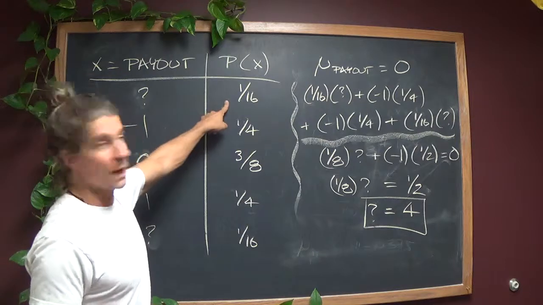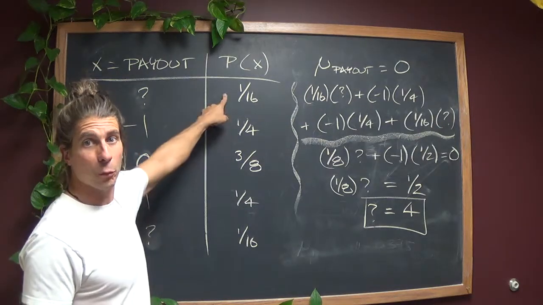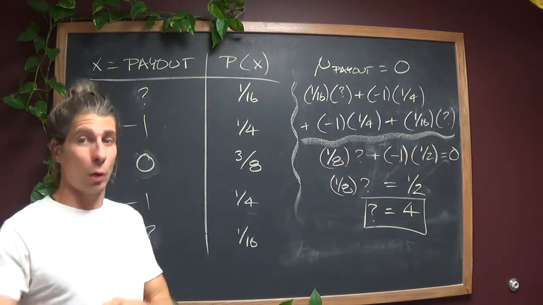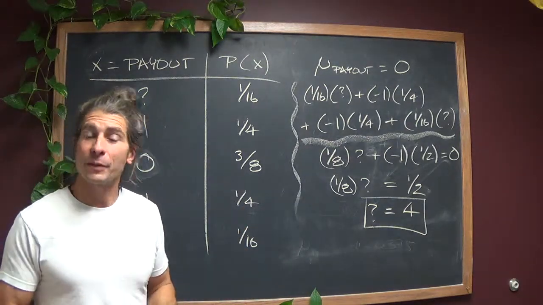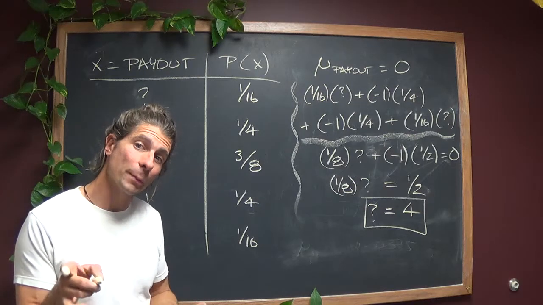He's winning 4 times more than you are, right? He's winning 4 times more than you are. So in order to bank on this game being fair, you must be paid 4 times what he is being paid by you, right? Hopefully that makes sense. Hope it does.